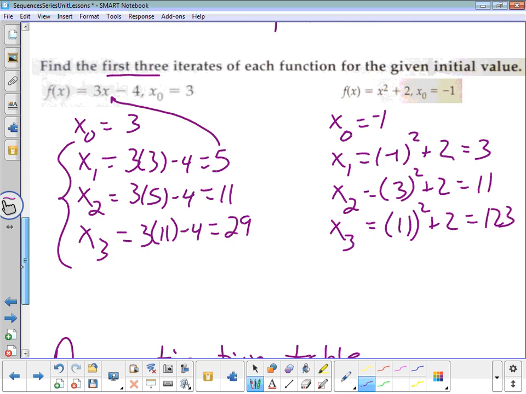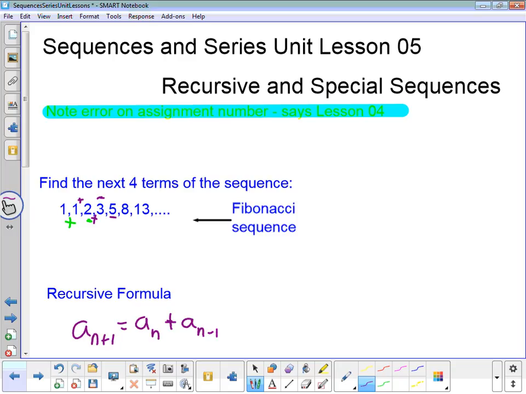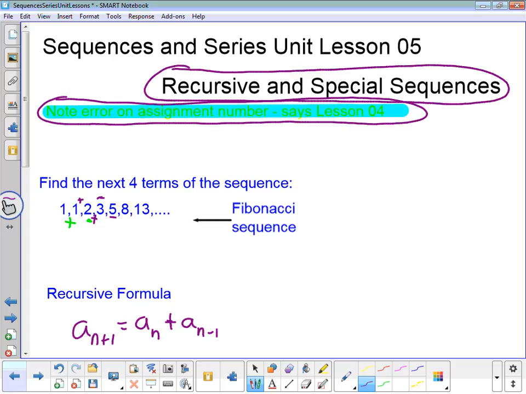So there you go. There's your lesson 5. It is on the recursive and the special sequences. So special sequences being iterates or something along those lines. You're ready to go for the assignment. Recall, note, the lesson number is written on the paper as L04, but it's really the 5th one. Look for this terminology here on the title rather than the lesson number.